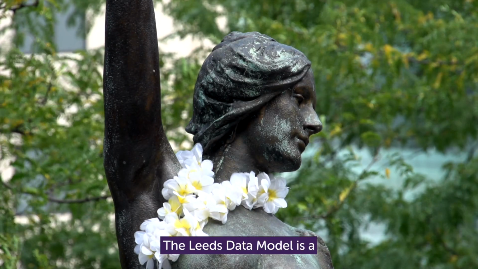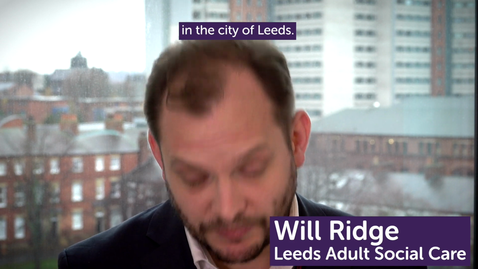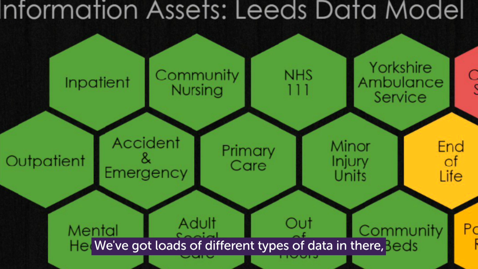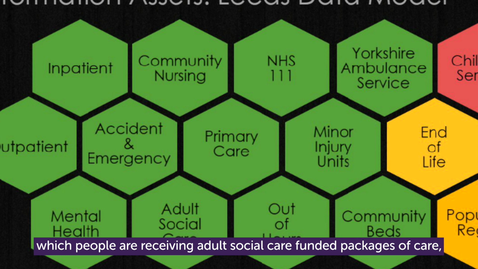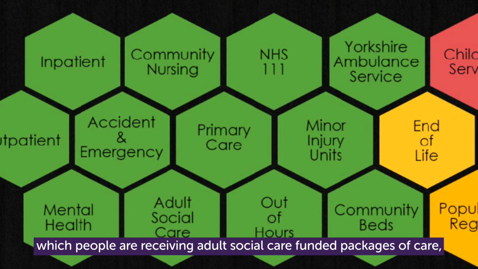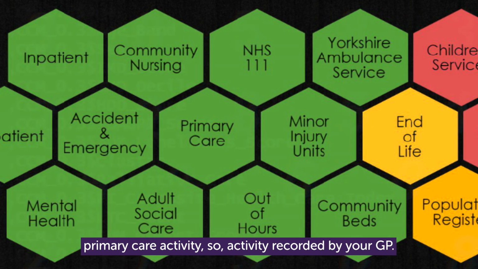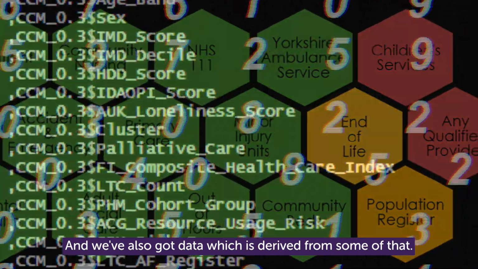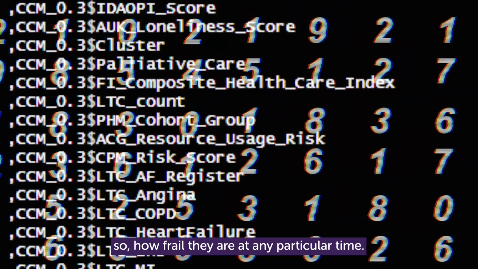The Leeds data model is a commonly pseudonymised linked data set covering health and social care activity in the city of Leeds. We've got loads of different types of data in there, including hospital attendances, admission spells, which people are receiving adult social care funded packages of care, community health activity, primary care activity, so activity recorded by your GP. And we've also got data which is derived from some of that, so things like risk ratings for people, so how frail they are at a particular time.